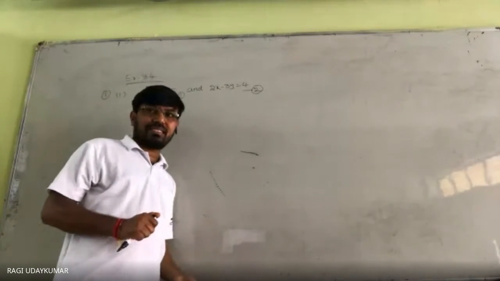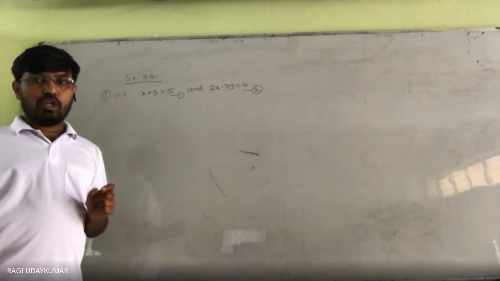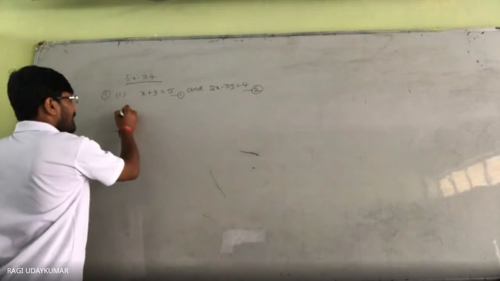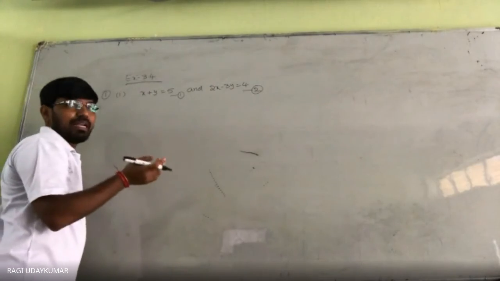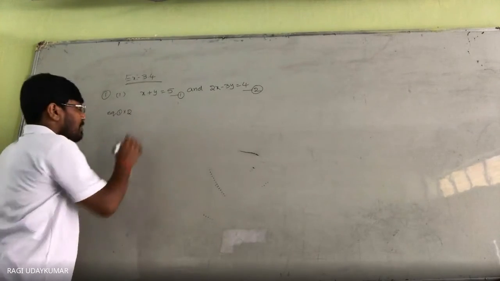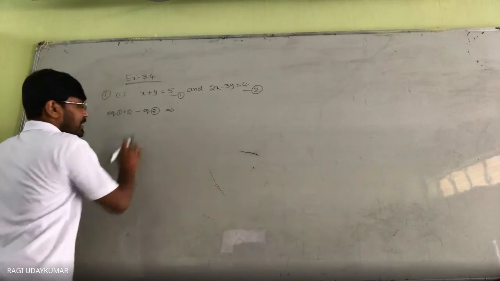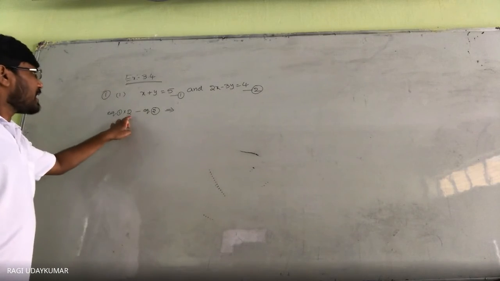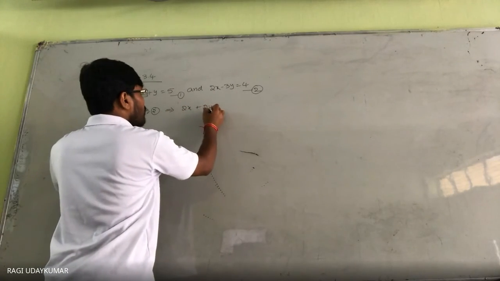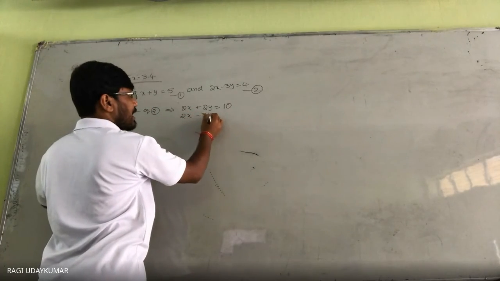When you multiply by minus 3, you have to subtract. If you make the coefficients equal numerically, that is enough. Better you write equation 1 into 2 minus equation 2. Multiplying the first equation by 2, we get 2x plus 2y is equal to 10. And the second equation we subtract, writing it as it is.